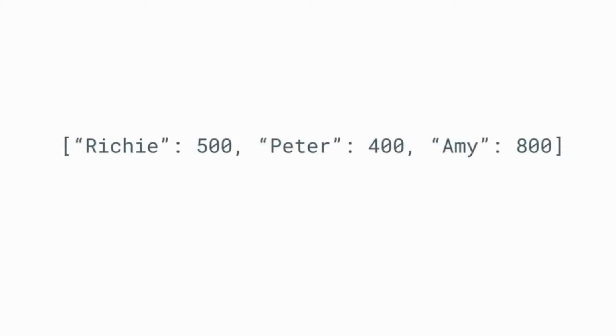As an example, you can have Richie with 500 points, Peter with 400, and Amy with 800. In a dictionary, each value is associated with a unique key, and you use the keys to look up the associated value. In programming, this is commonly known as a key-value pair, which consists of two related data elements separated by the colon symbol. The types of the keys and values must be specified or inferred. Let's unpack this example in more depth.